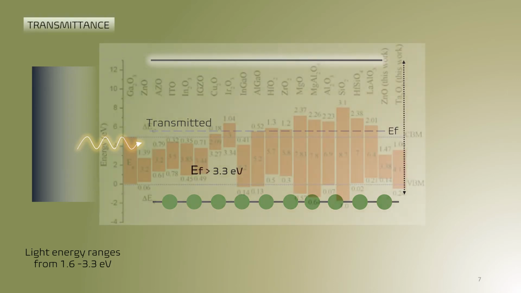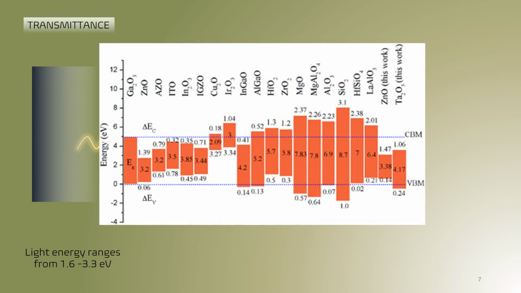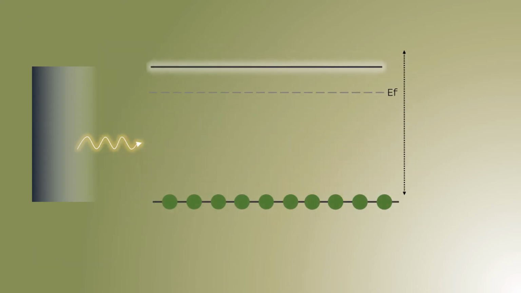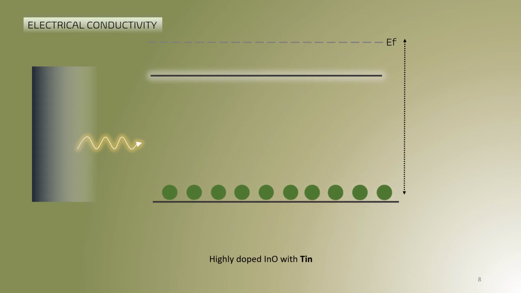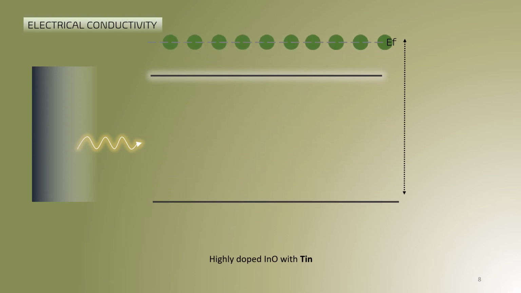Here in this list we see various metal oxides, and indium oxide can compete for our purpose. For highly doped indium oxide with more than 10%, we can get the conduction band below the Fermi level so that indium tin oxide becomes an electrical conductor.